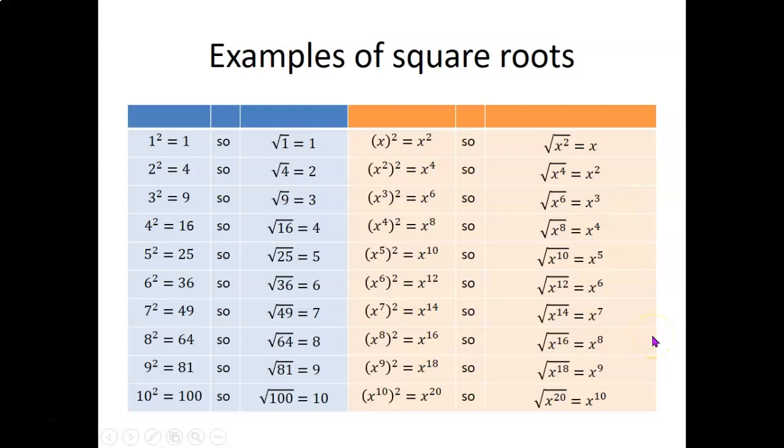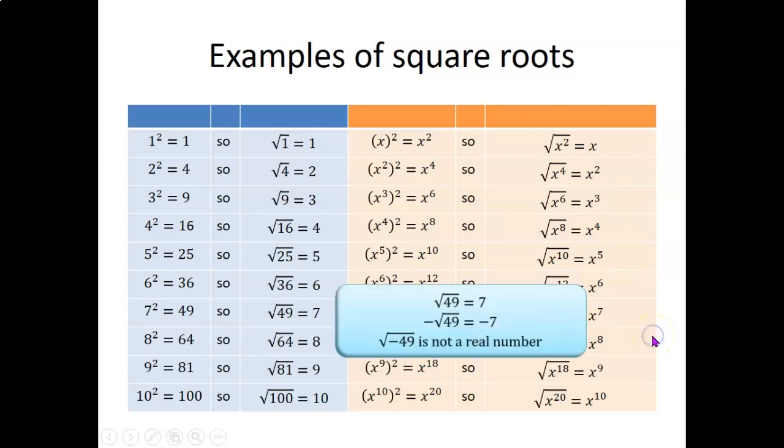And a couple little nitpicks regarding negatives. The square root of 49 is 7. That's the principal square root. If we wanted the negative square root, we would stick a negative sign in front of the radical sign.